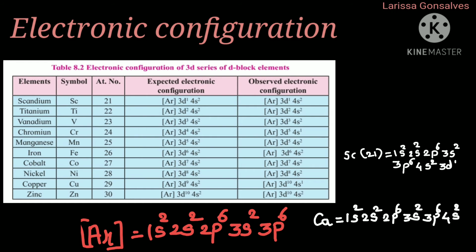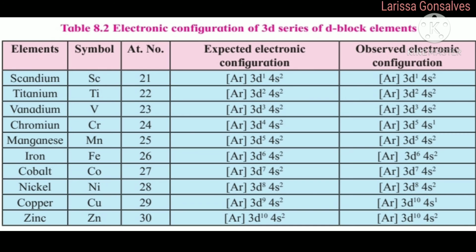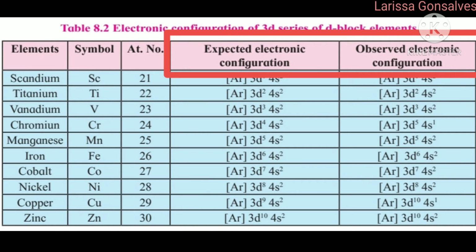The electronic configuration of scandium can also be written in the noble gas core form. We know that the electronic configuration of argon is 1s2, 2s2, 2p6, 3s2, 3p6. Hence, the above electronic configuration of scandium can be modified as scandium is equal to the noble gas core of argon, 3d1 4s2. Here is a table which gives the information regarding the electronic configuration of the 3d series of the d block elements. It shows expected electronic configuration and observed electronic configuration.